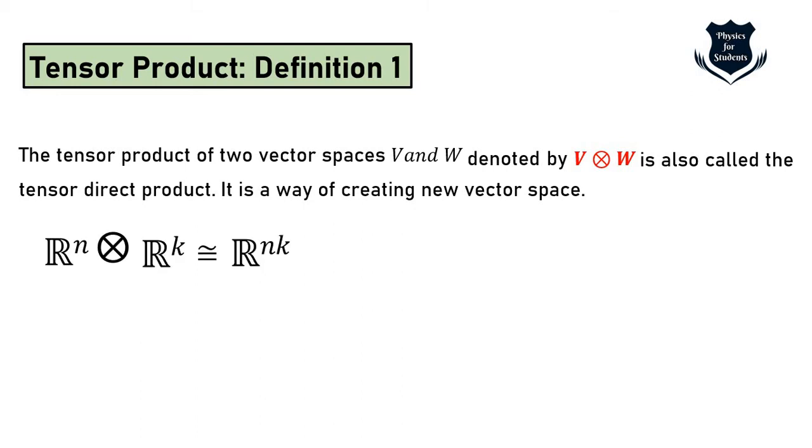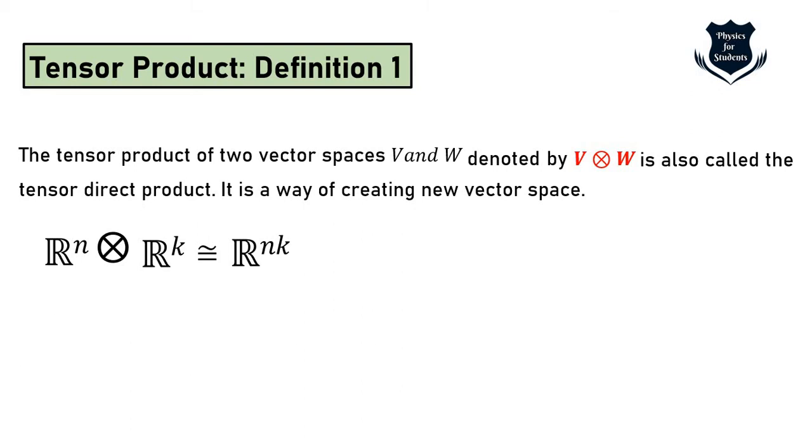Now if I take R^n and multiply it by R^k, these two indices n and k give us, more or less, R^(nk). So these are two sets of real numbers which give a new set of real numbers with the indices on the top.